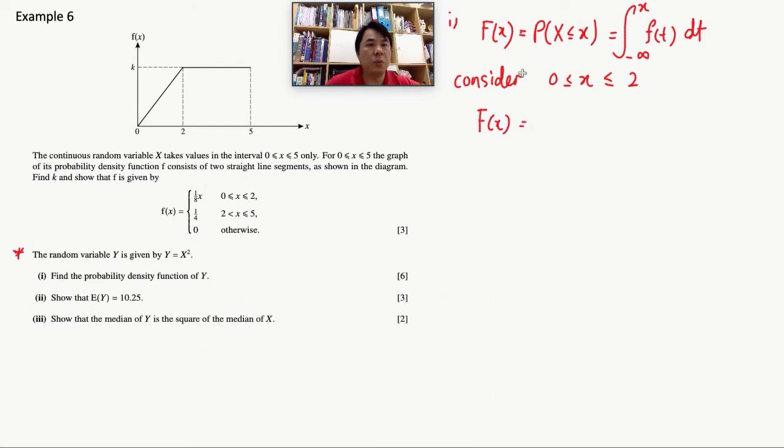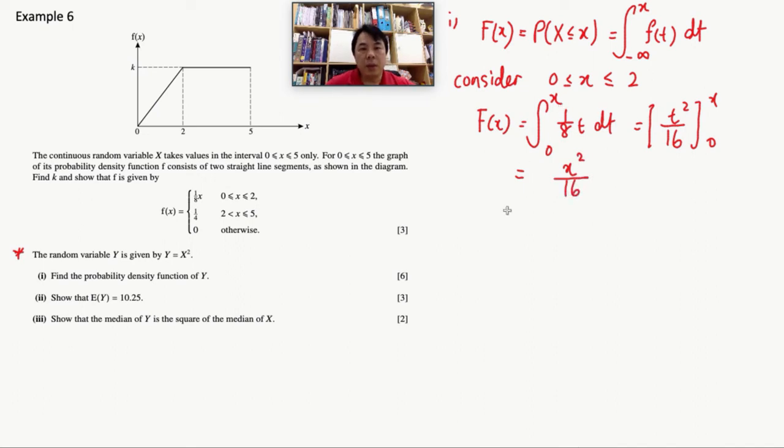Now our distribution function F(x) would be the integral of 1 over 8 t dt from 0 to x. And then there will be t squared over 16 from x to 0. And then finally we can conclude that it is x squared over 16. Now that's the first part. Then the second part, we're going to consider x lying between 2 and 5.